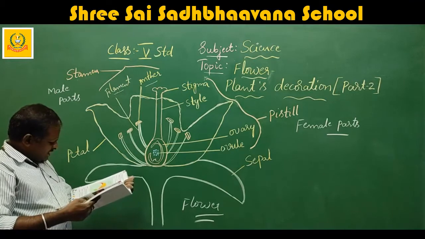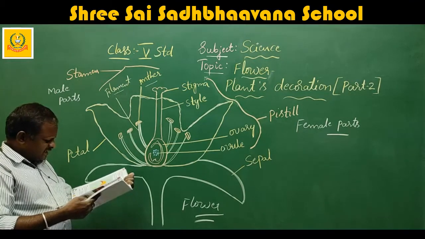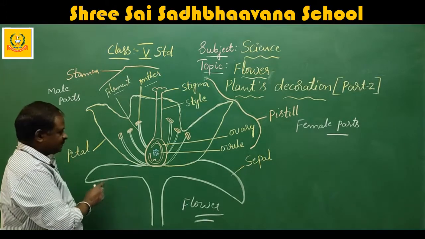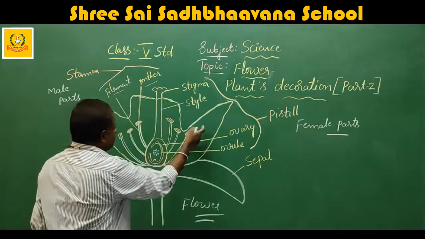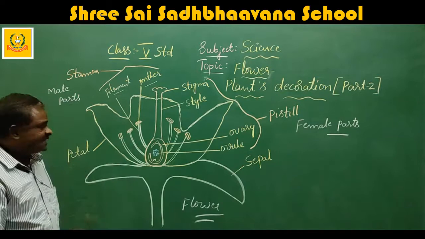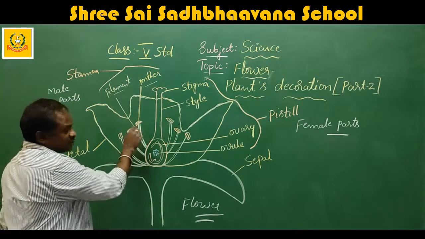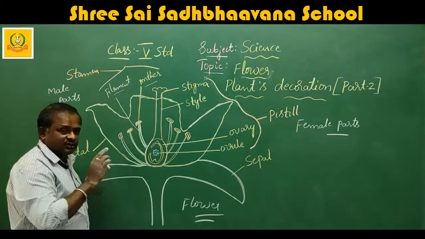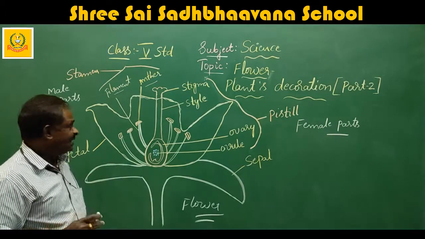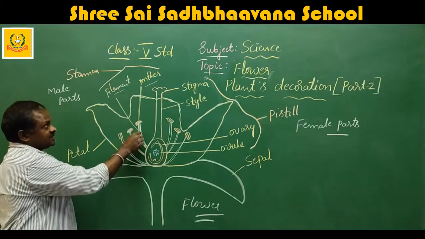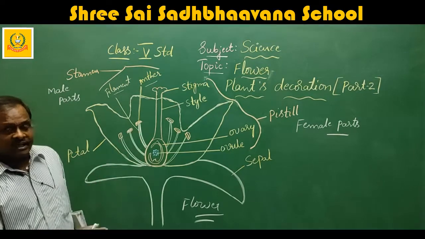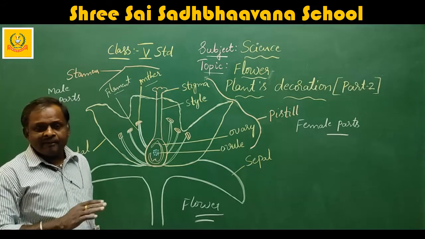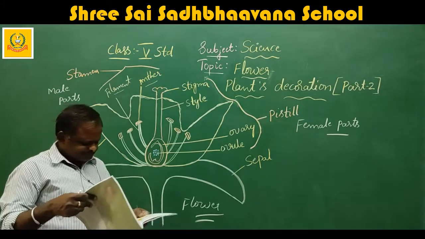The number of stamens is usually the same as the number of petals. That means however many petals there are, the anthers are the same number. If the petals are 6, the anthers are also 6. If the petals are more, then the anthers are also more.